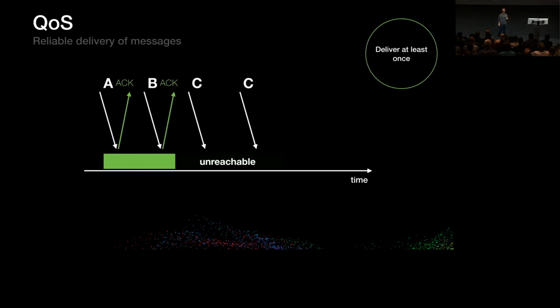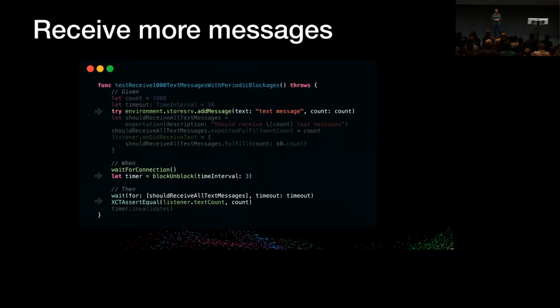And now we have message C, C, and C, because the recipient is unavailable, so the sender waits a fixed period of time. Again, the recipient doesn't respond, so it sends the message again and again. And after a while, the recipient becomes available, becomes reachable, so the message is delivered and the flow is over. How can we test it?